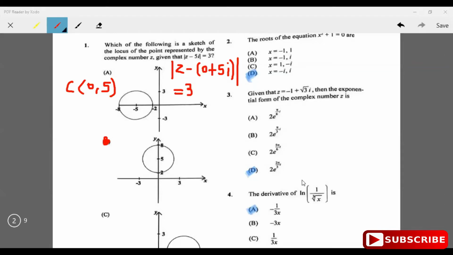z minus 0 plus 5, yes. It has a center 0, 5 and a radius of 3 units. But sir, how did we say we sketch the circle again?